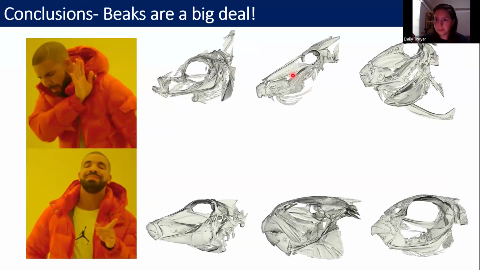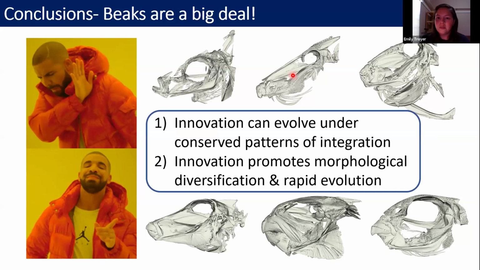So in conclusion, beaks are a big deal, at least to Tetradontiforms. The beak evolved in the presence of highly conserved patterns of skull integration, suggesting that this integration did not limit the range of available phenotypes to Tetradontiforms. And furthermore, irrespective of habitat, beaks are associated with high rates of morphological evolution and diversification, and have allowed Tetradontiforms to diversify into novel ecological and dietary niches.